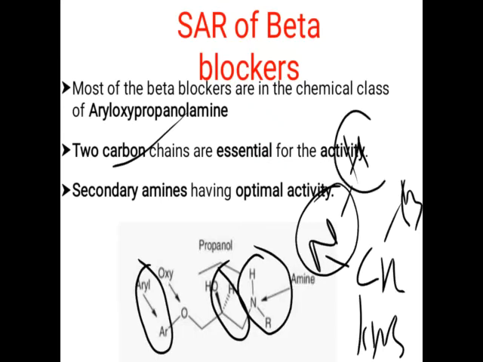If we replace this hydrogen with any other group like CH3 or C2H5, it becomes a tertiary amine, so the activity will reduce, or the drug becomes inactive. So if we replace this hydrogen on the secondary amine by any other higher alkyls, the activity will be reduced or the drug becomes completely inactive.